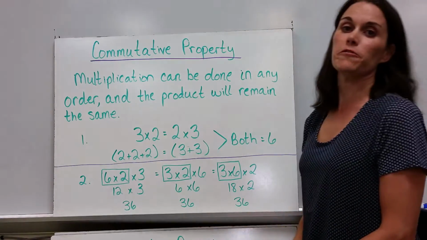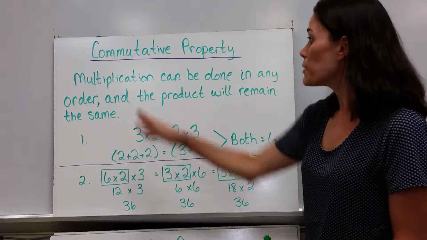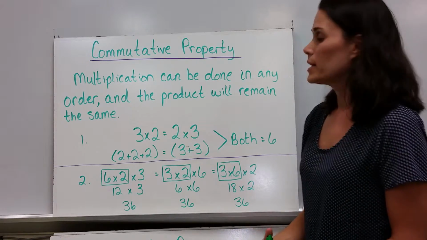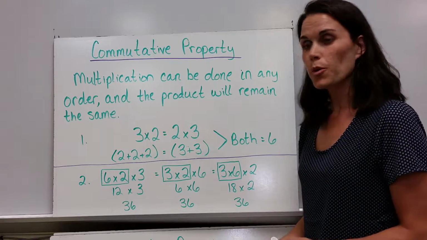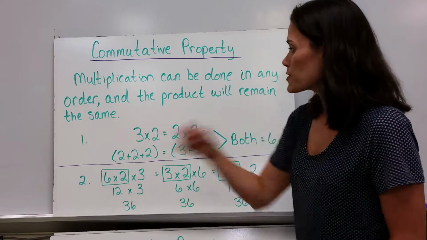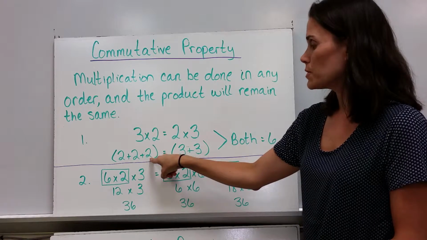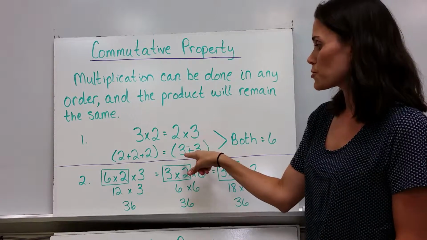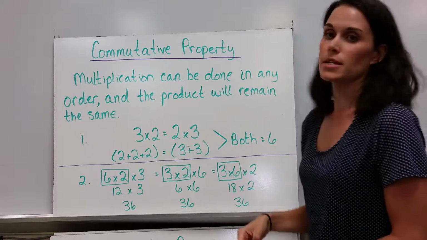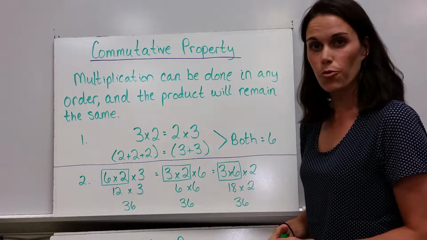And next is the commutative property, and it just says that multiplication can be done in any order, and the product or the answer will remain the same. So in the first example, we have 3 times 2, which can be written as 2 plus 2 plus 2, is the same thing as 2 times 3, 3 plus 3. They both equal 6. It's the same two numbers, it's just in a different order.